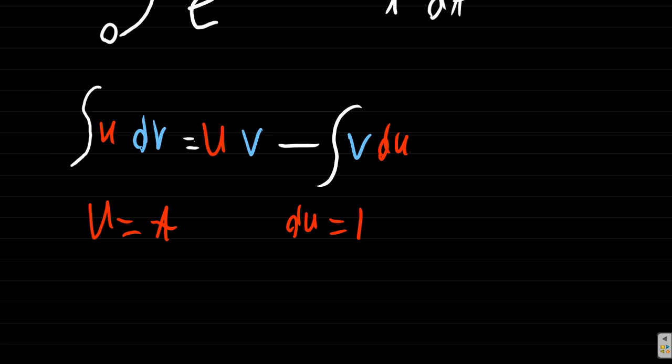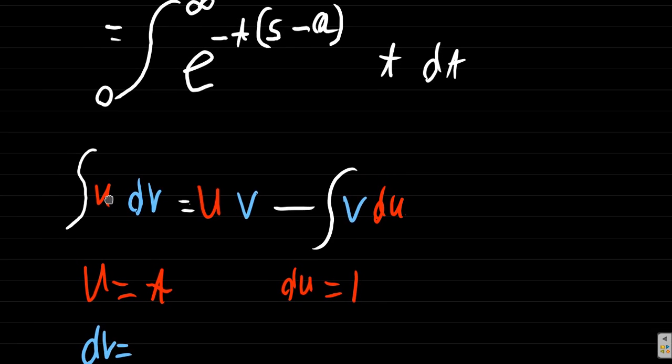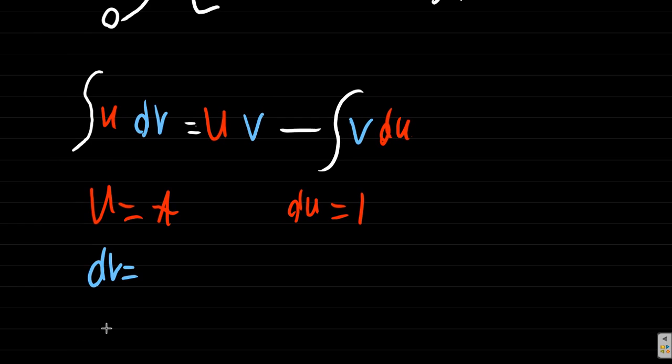So, of course, dv would be e to the negative t times s minus a. So that's e to the negative t times s minus a. Alright?